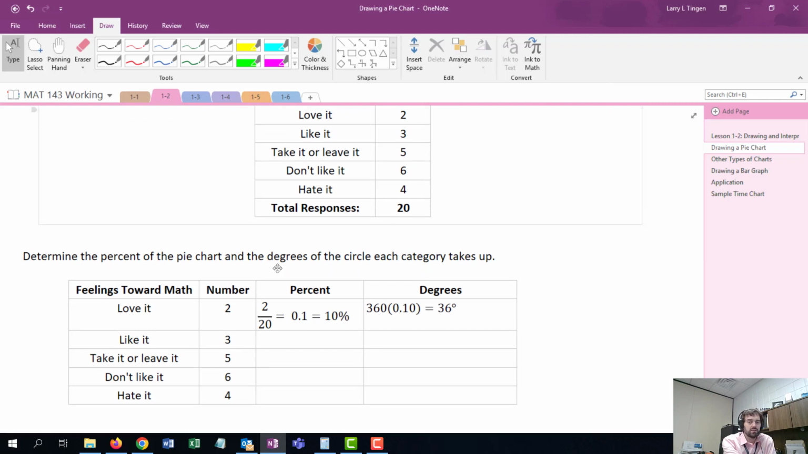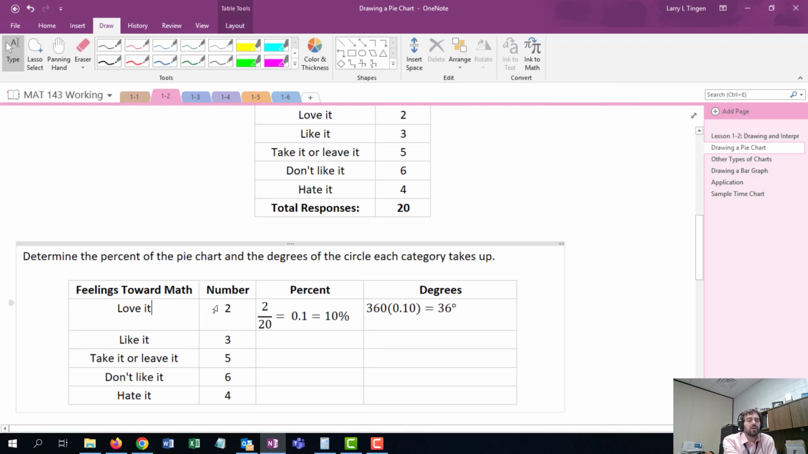I'm just taking this table and bringing it down here. So "love it," 2 people said that. If I want to make this a percentage, what do I do? Well, remember: fraction to decimal, decimal to percent. If 2 out of 20 said they love it, 2 divided by 20 is 1/10. Then 1/10 to a percent: 2 places to the right, add the percent sign. So I get 10%. And then the degrees.